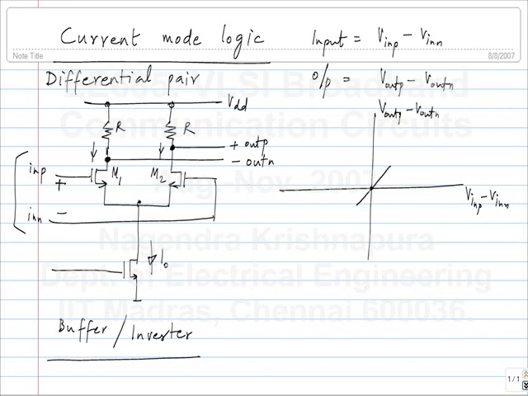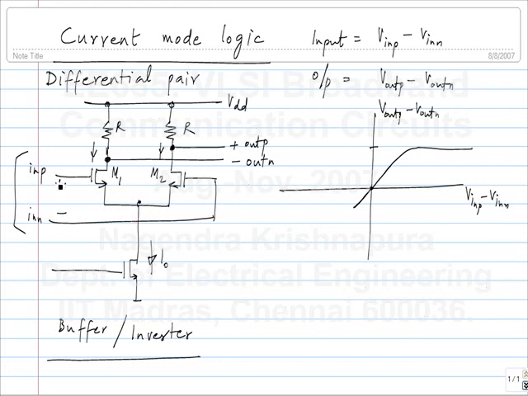So it increases like this, and if you make V in P minus V in N negative, it goes in the other direction. And what happens? It will keep on going like this. Saturates. What is the value at which it saturates? VDD minus I0 R. VDD. When it saturates when all of this current I0 flows through one branch.